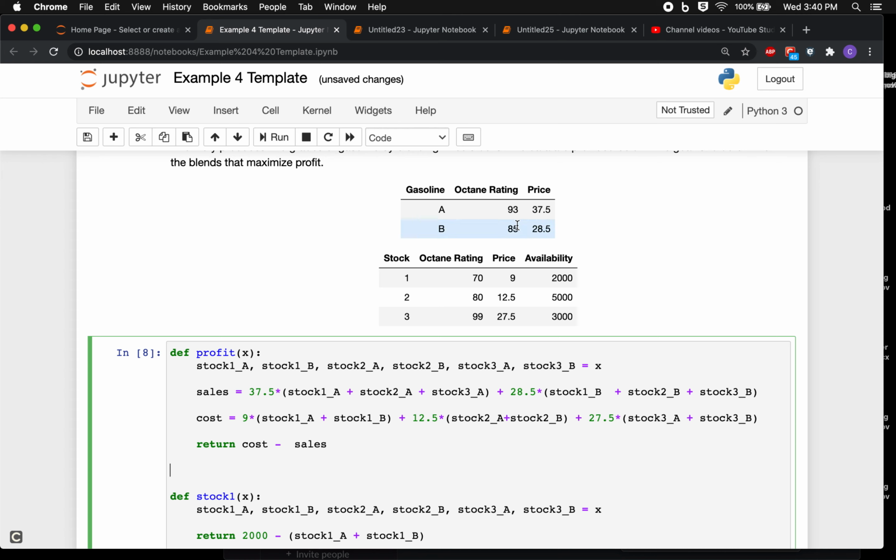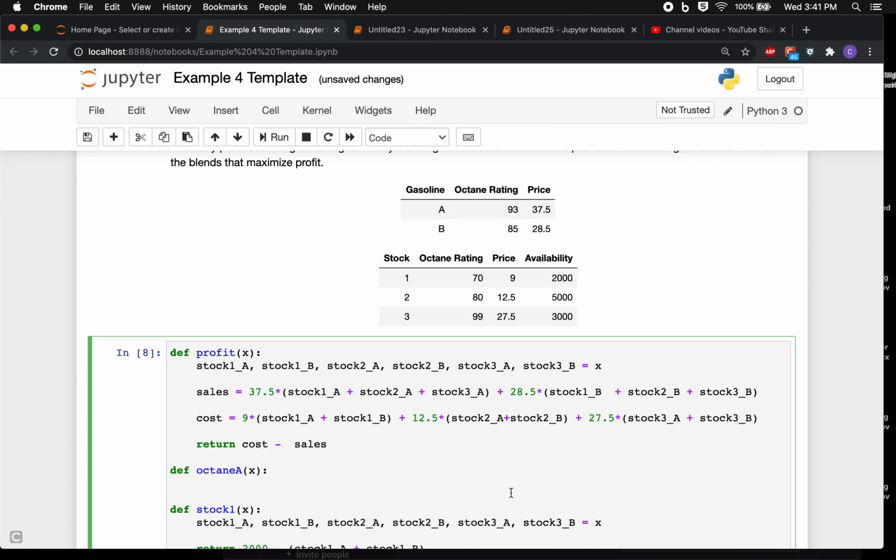And I'm going to do these as inequality constraints and say that gasoline A and gasoline B have to have an octane rating of at least 93 and 85 respectively. And basically the octane is going to be the linear combination of the octanes from the stock. So we'll define first octane of A of X. And again, I'm going to unpack the variables, and I don't want to retype this.